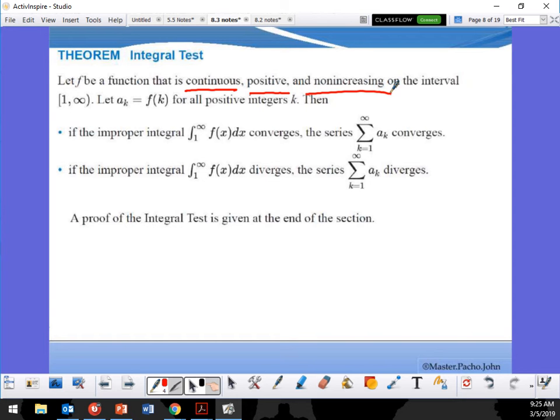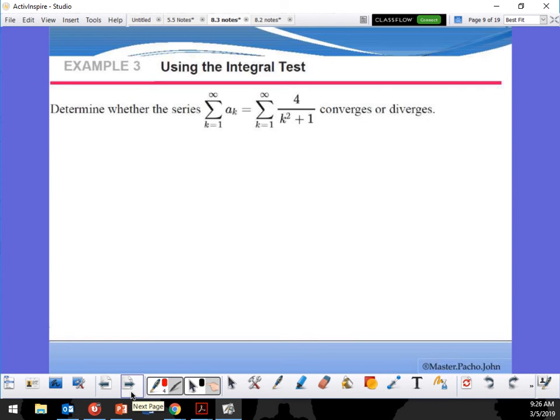Remember when we did this right here, we took the limit to b, right? Okay, so limit to b. Now, if the improper integral right here diverges, then the series also diverges. The proof is given at the end of the section, so you should see it at the end of this section.